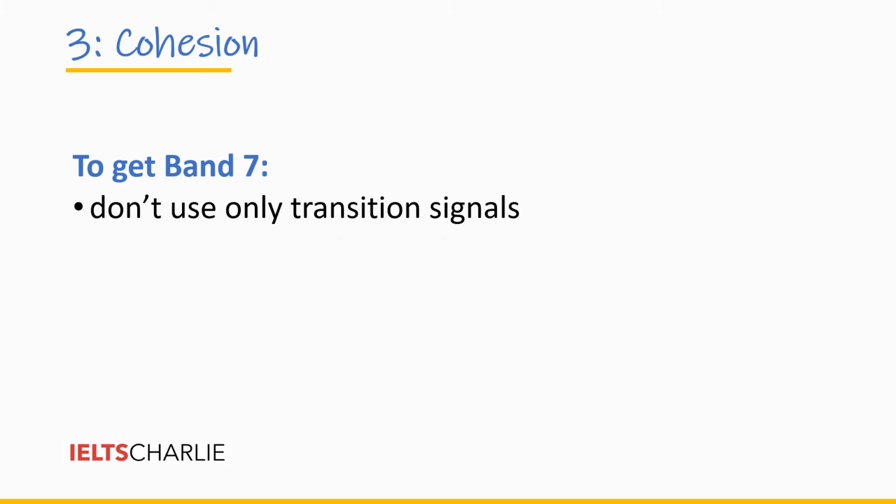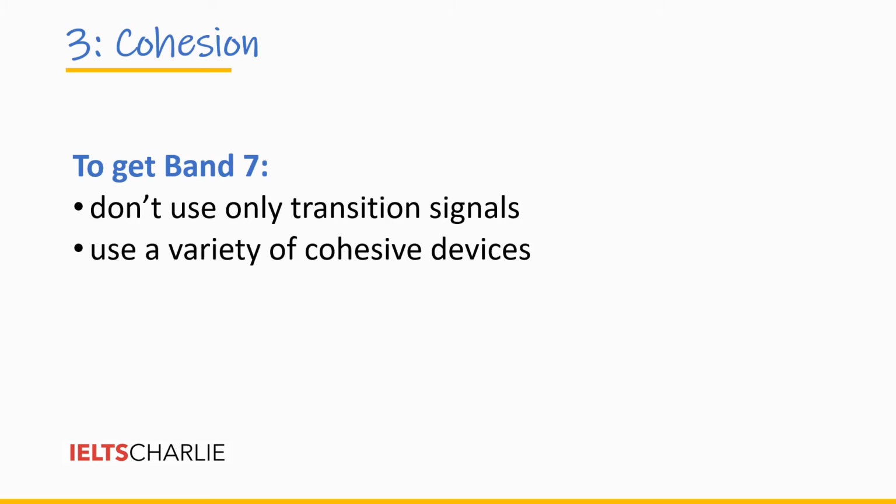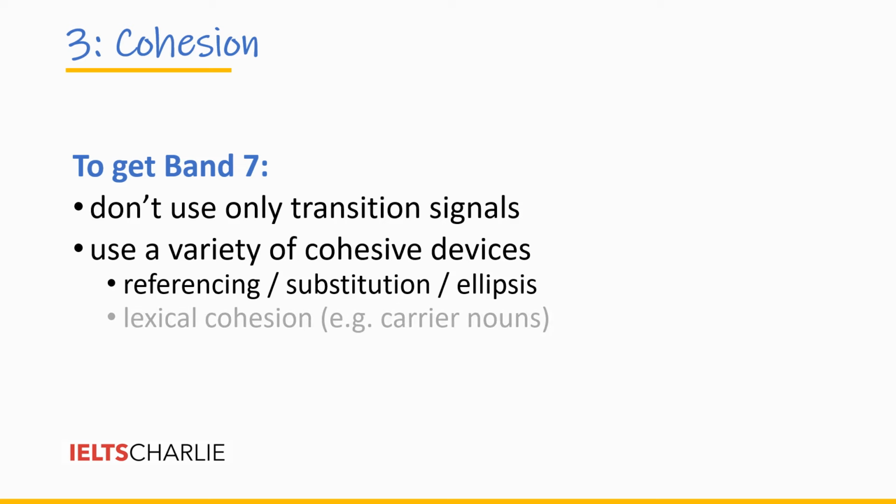There are other cohesive devices that you should be using, and to get a Band 7, you need to use that variety. So don't just use transition signals, you need to use other cohesive devices too in order to get a Band 7. Referencing is something you need to do. That's using pronouns to refer back to something earlier in the essay. Substitution and ellipsis.